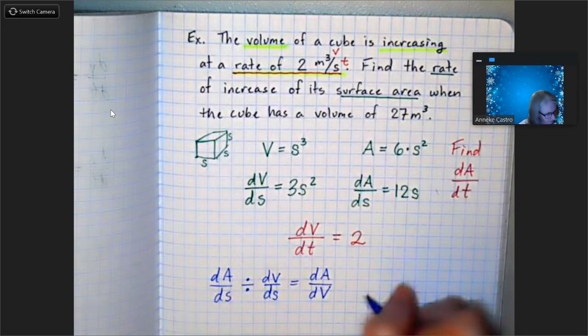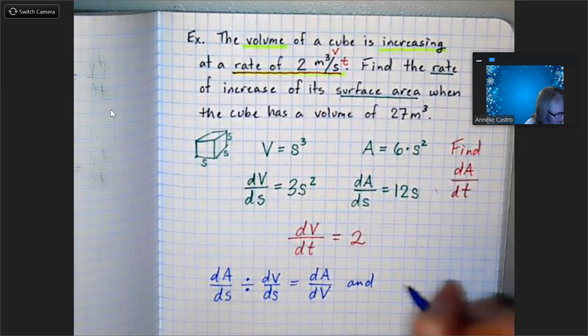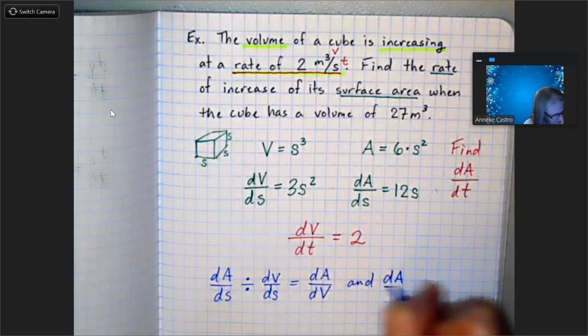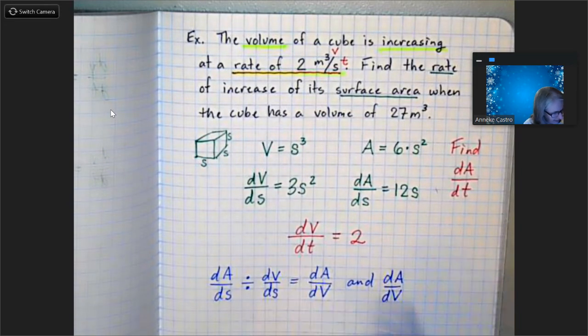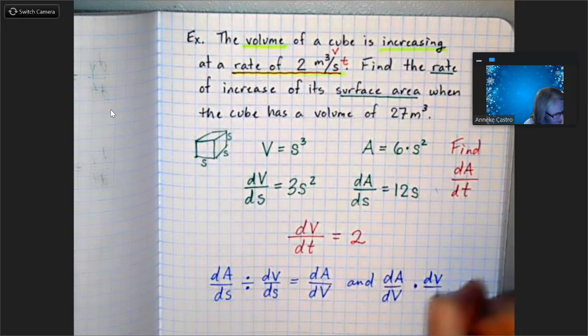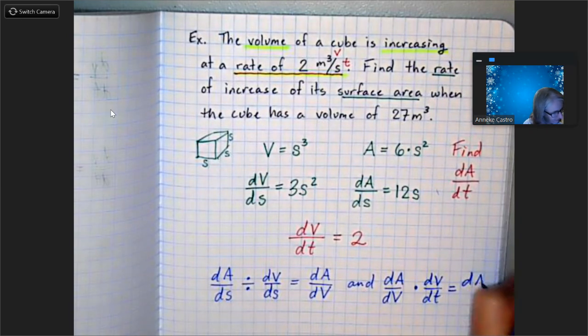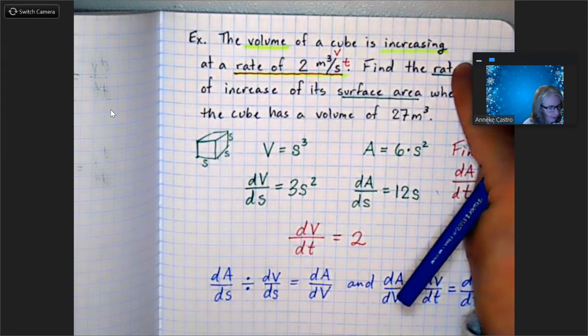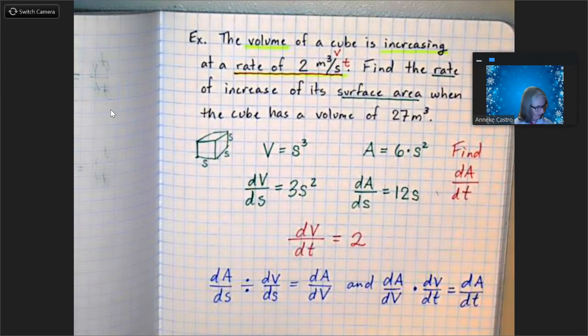Okay, something else I can do. Once I have dA/dV, I can then multiply by dV/dt, which I have right here. And notice the dV's are going to cancel out, and what am I going to be left with? I'm going to be left with dA over dt. And that's what I'm trying to find. I'm trying to find the rate of increase of the surface area. So that's in regards to time.